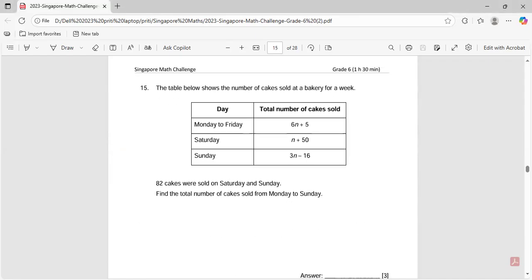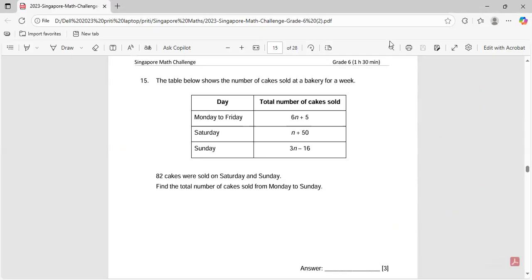Question number 15. The table below shows the number of cakes sold at a bakery for a week. 82 cakes were sold on Saturday and Sunday. Find the total number of cakes sold from Monday to Sunday. Now, this is a very simple equation. They are saying n plus 50 plus 3n minus 16 is equal to 82 because total number of cakes sold were 82. So add it up, you get 4n plus 34 is equal to 82.